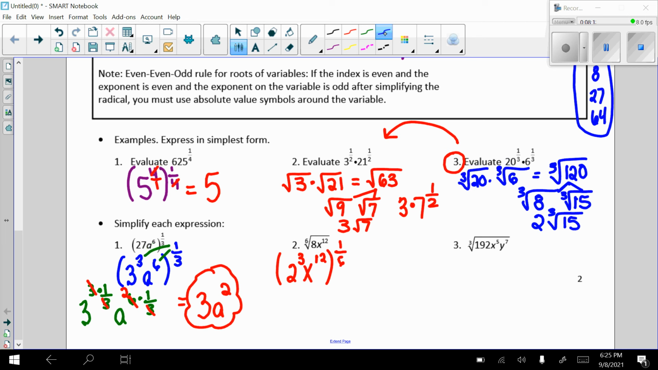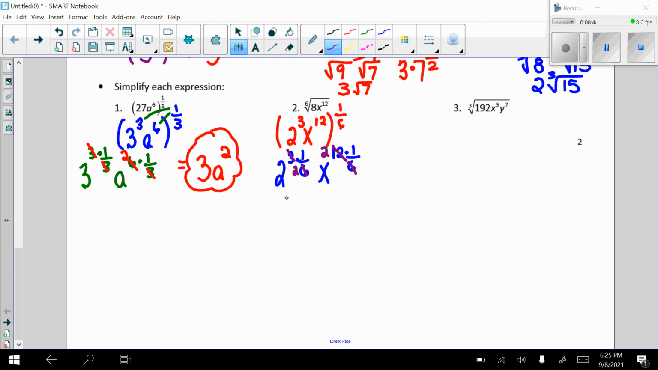The reason I did that is now I can think of this as 2 to the 3rd to the 1/6, and we multiply power to a power, and x to the 12th to the 1/6, which would also be multiplying because it's power to a power. So let's take a look at what we have. 3 times 1/6, these reduce, and we wind up with 2 to the 1/2. 12 times 1/6, these reduce, and we wind up with a 2 in the numerator of our exponent. So we wind up with 2 to the 1/2 times x squared.